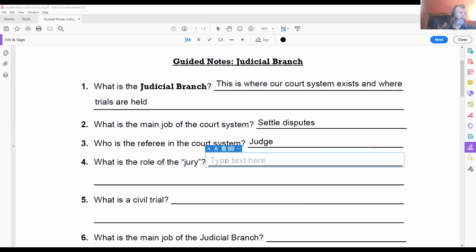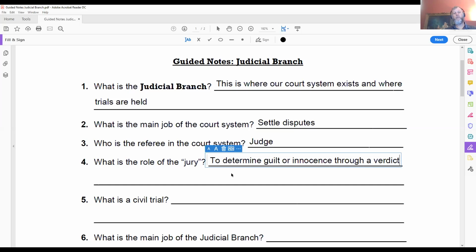All right, so again, what is the role of a jury? To determine guilt or innocence through a verdict.